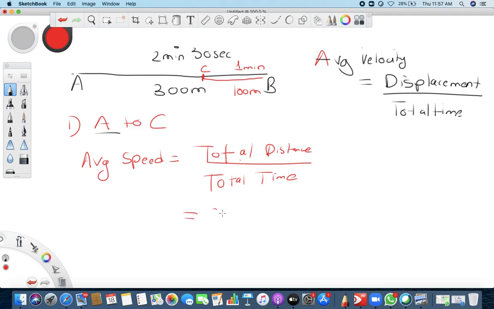Okay. So A to C, what is the total distance? 300 plus 100. And what is the total time? 150 seconds plus 1 minute. 1 minute is what? 60 seconds. Are you getting? 2 minutes 30 seconds is what? 2 minutes 30 seconds is 150 seconds. And 1 minute is what? Again 60 seconds. So it is 400 upon 210. Okay. So when you cancel this thing, what do you get? 40 upon 21. So it is 1.9 meter per second. Clear?